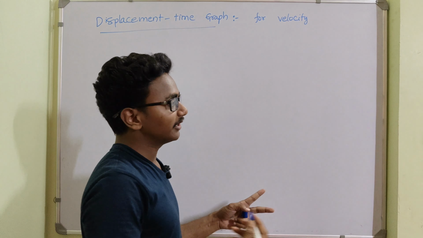Velocity can be defined as v equals dx by dt, or the slope of the xt graph. Velocity is the slope of the xt graph. First kind of graph.